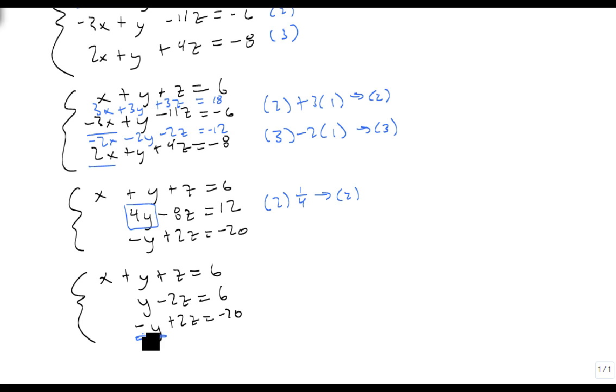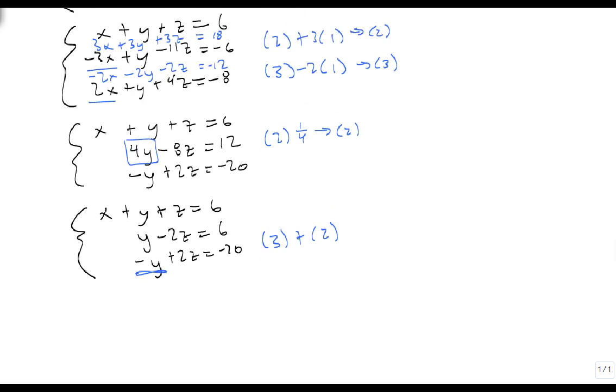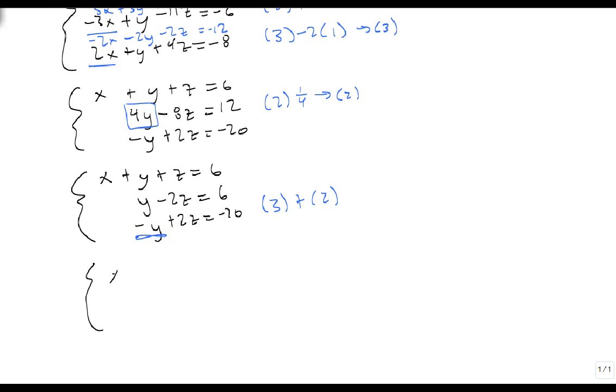So now I need to get rid of this y. And if you're paying attention, you might see it already. But here what we're going to do is take 3 and just add 2 to it. And so that gives us x plus y plus z equals 6. Y minus 2z equals 6. And y minus y is 0. Minus 2z plus 2z is 0. And 6 minus 20 is minus 14.